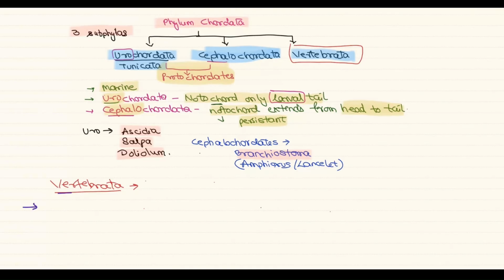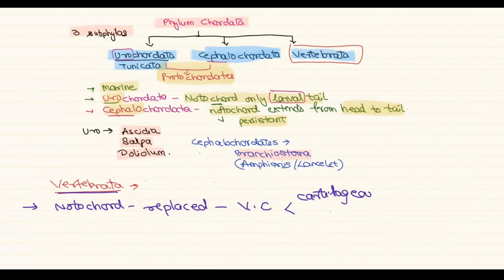Now why are these called as vertebrates? In these animals, the notochord is replaced by the structure called as vertebral column, either completely or partially. This vertebral column can be cartilaginous, as in the embryos or in the case of the sharks, or this can be bony, as in the remaining forms. So as these animals have a cartilaginous or a bony vertebral column, we call them as the vertebrates.